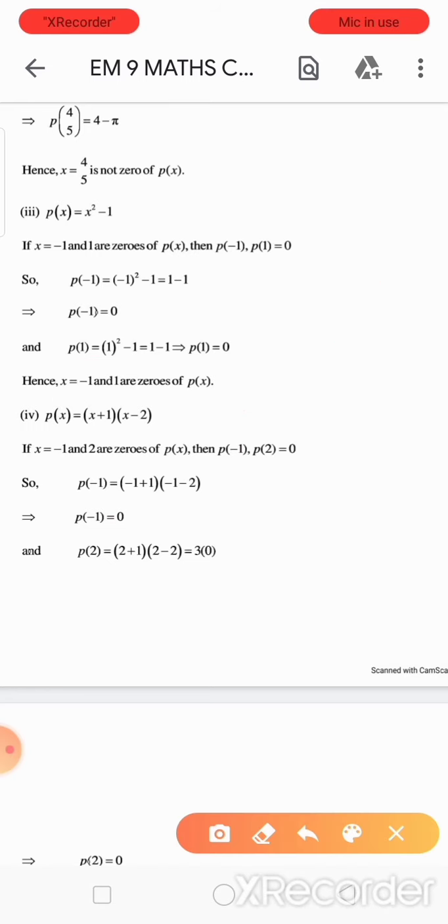Next, question number 4. The polynomial is p of x is equal to x plus 1 multiplied by x minus 2.